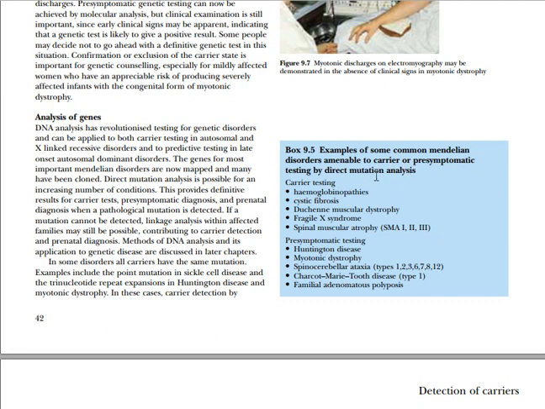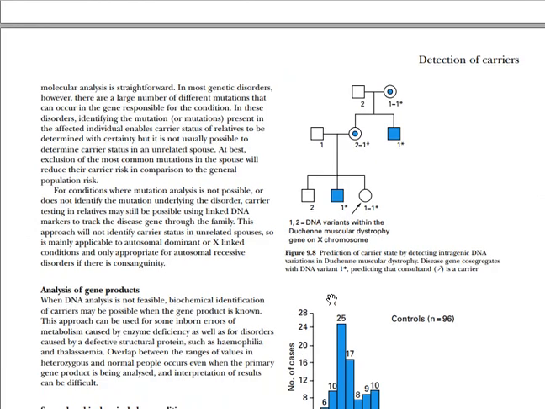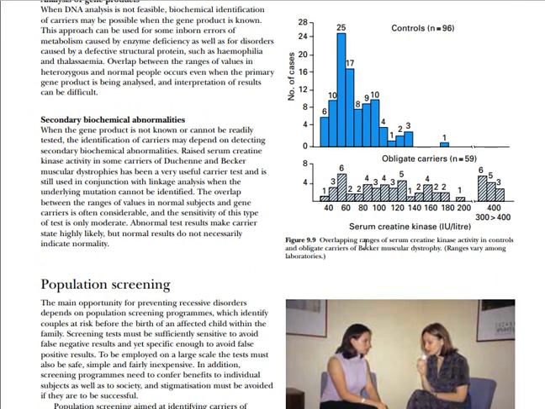These are examples of some common Mendelian disorders amenable to carrier or pre-symptomatic testing by mutation analysis. For carrier testing, we have hemoglobinopathies, cystic fibrosis, Duchenne muscular disorder, and all that. For pre-symptomatic testing, before you develop the symptoms, you can be tested for Huntington disease, myotonic dystrophy, like we said, with the myotonic grip. Is it clear? We also have spinocerebellar ataxia, Charcot-Marie-Tooth disorder, and familial adenomatous polyposis. So all these are analyses of genetics.